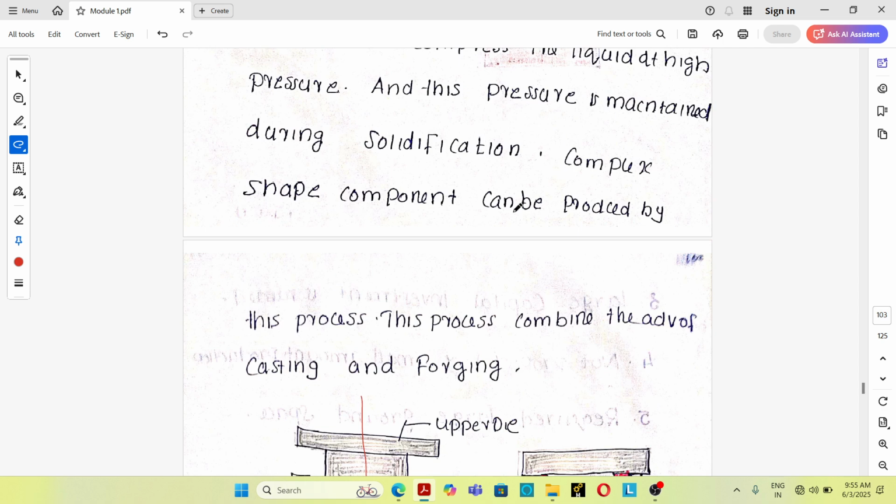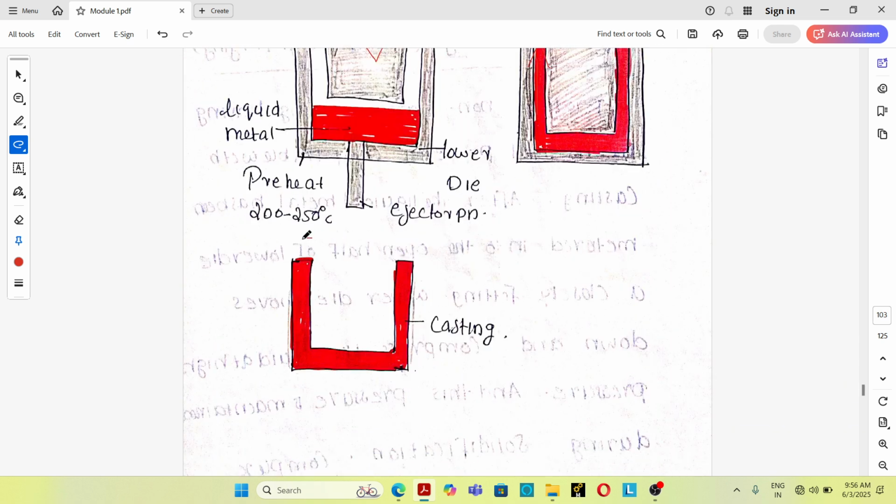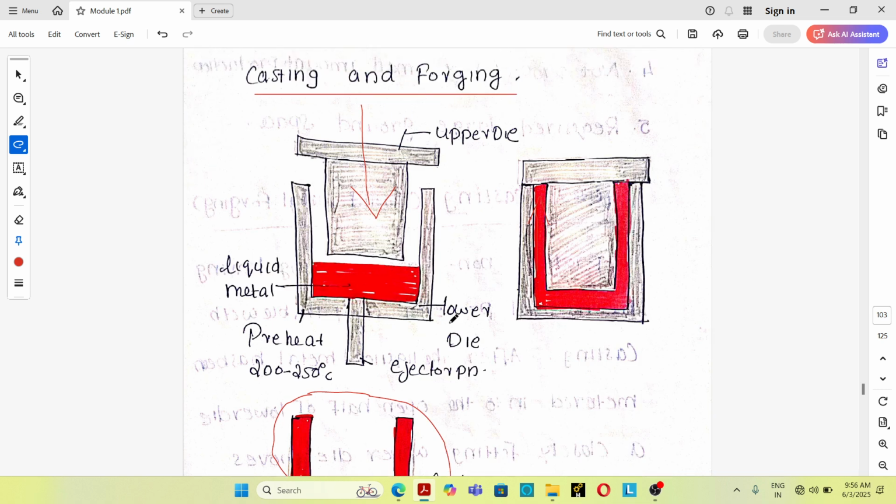Complex shape components can be produced by this process. This process combines the advantage of casting and forging, so this is known as squeeze casting process. So this is the final casting. Squeeze casting is also known as liquid metal forging process. It has the advantage of casting and forging process.